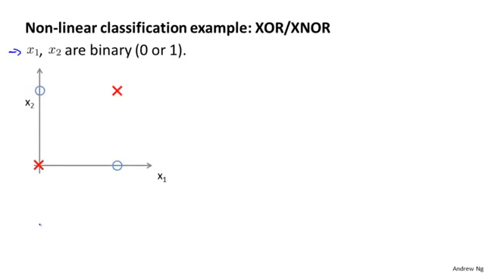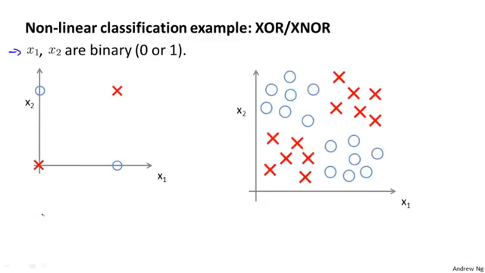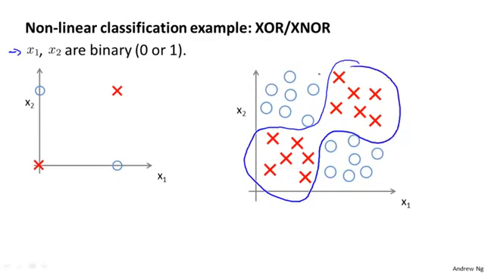In this example, I've drawn only two positive examples and two negative examples, but you can think of this as a simplified version of a more complex learning problem where we may have a bunch of positive examples to the upper right and the lower left, and a bunch of negative examples denoted by the circles. What we'd like to do is learn a nonlinear decision boundary that separates the positive and the negative examples. So how can a neural network do this?